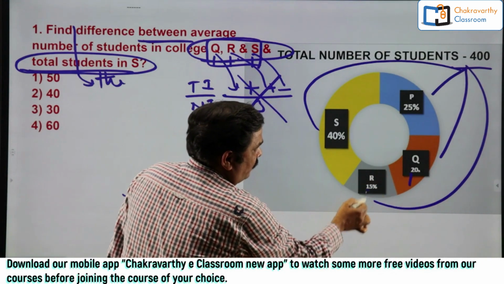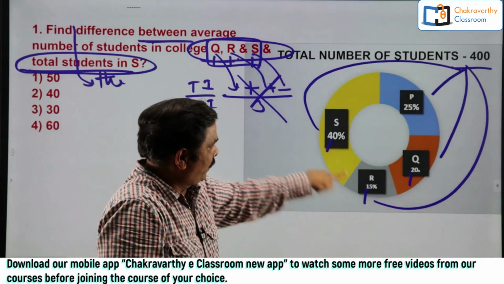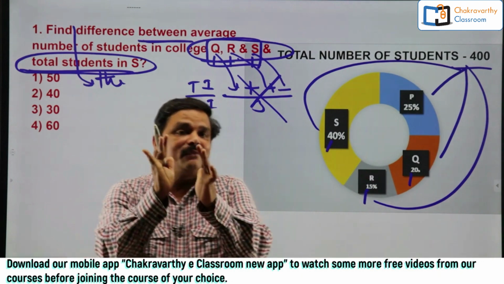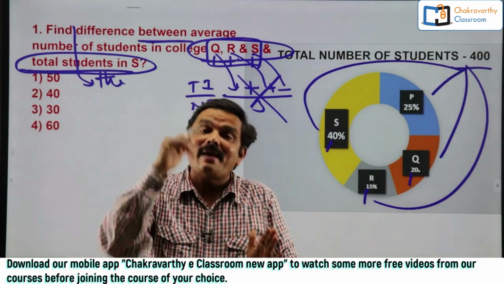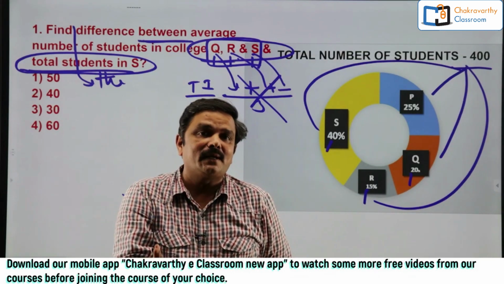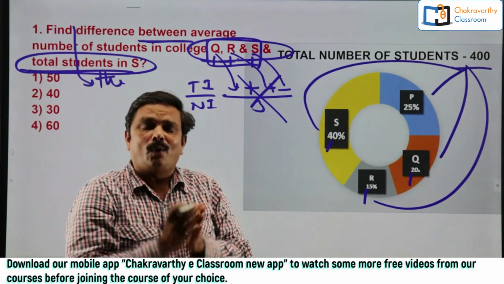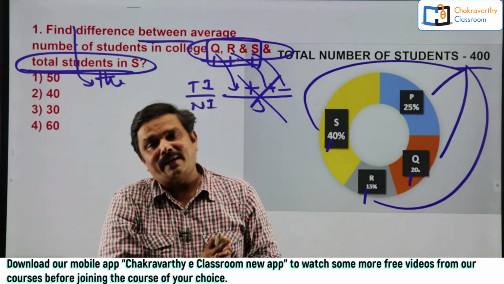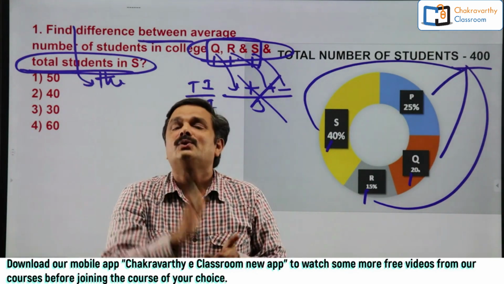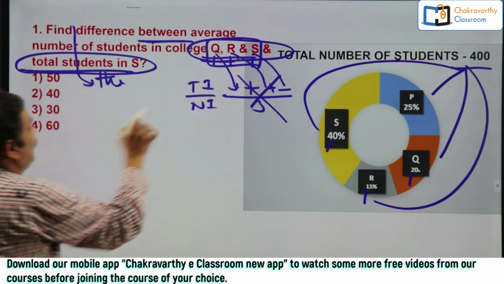Q 20%, R 15%, S 40%. Add up these 3 here. 40, then this is 55 plus 20, 75%. 75% is the total, right? I need average. So 75% divided by 3, 25%. 25% of 400. Straight away you do. What is 25% of 400? You need not write anything on the paper. 400 divided by 4. 25% is 1 by 4. So that is 100. Now the average of students in Q, R and S is 100.